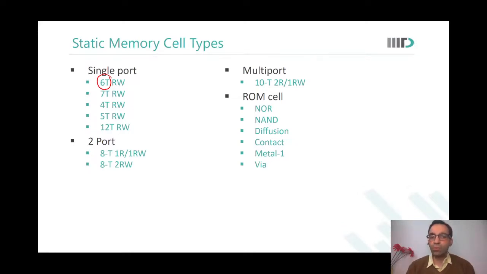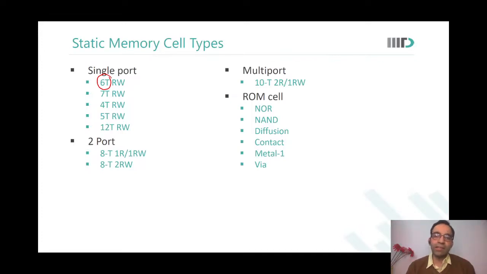Now let's come to the two port category. Over there are two cells, both 8T, but one is 1R 1RW and one is 2RW. What does this mean? This means that one port, one channel of the bit line, is just meant for reading, and the other channel of the bit line can allow read as well as write. And the second one, both the channels can be used for both read and write operations. Both the channels are symmetrical.